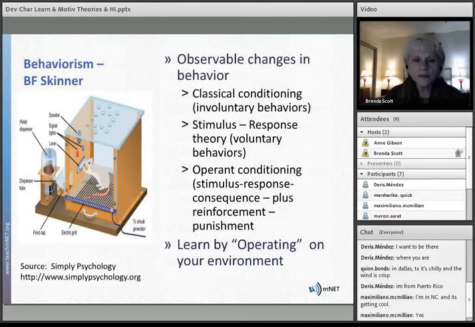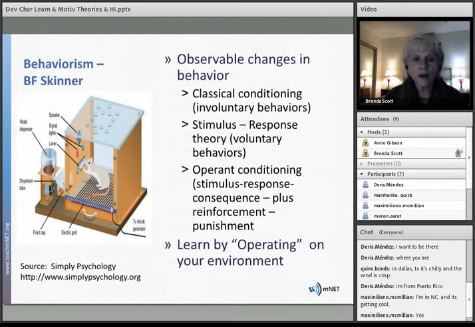And the behaviorists said, well, you know, we really think you learn because you control things in your environment. You're always operating on things in your environment. And there came the term operant conditioning, okay, where you've got something happening, a stimulus, you've got a response, and then you've got some kind of consequence. It's either a reward or a punishment.